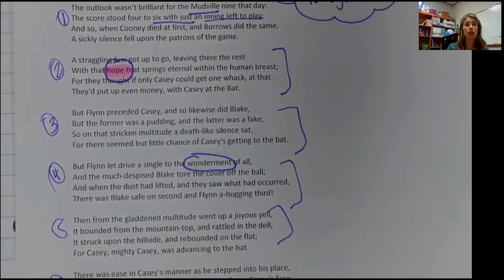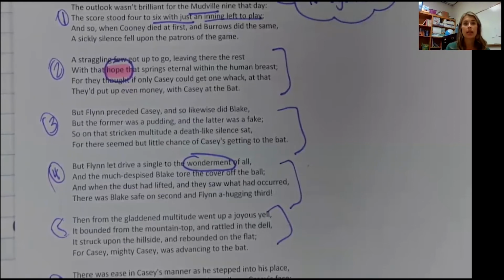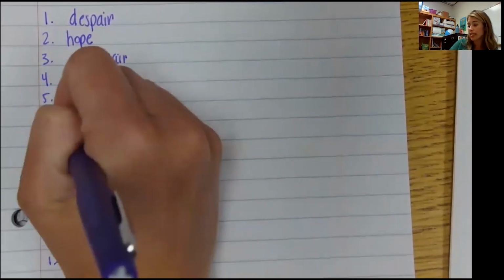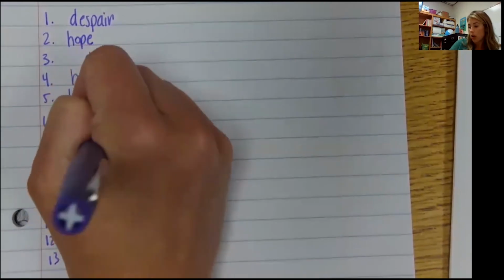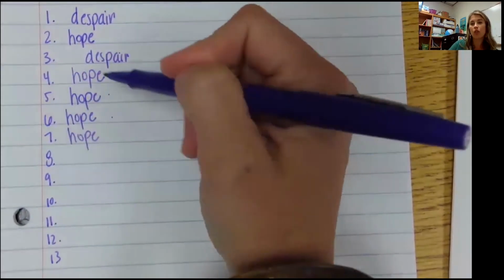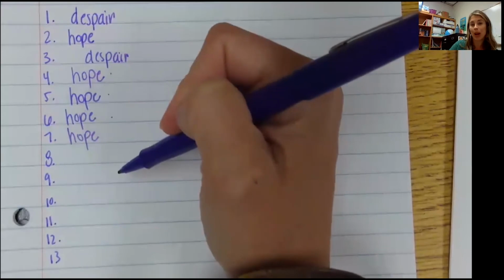Wow, they are loving Casey right now. They're clapping and cheering as he gets into his pitching stance. I'm definitely thinking that they're hopeful here. So let's chart it on our chart. Stanza 7, hope. Lots of hope. The fans are feeling really, really good right now.